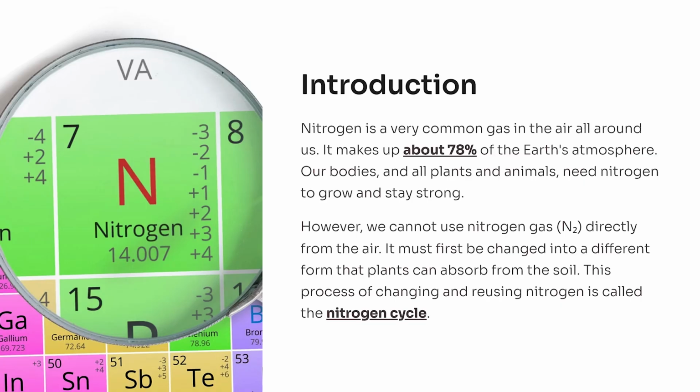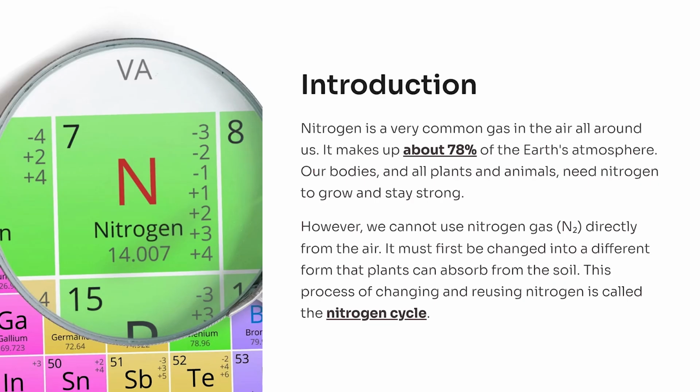Nitrogen is one of the most common gases in the air all around us. In fact, it makes up about 78% of the Earth's atmosphere. Now, our bodies and every plant and animal need nitrogen to grow and stay healthy. But here's something surprising. Even though there's so much nitrogen in the air, we can't use it directly. Plants can't take it in from the air, and neither can we humans.